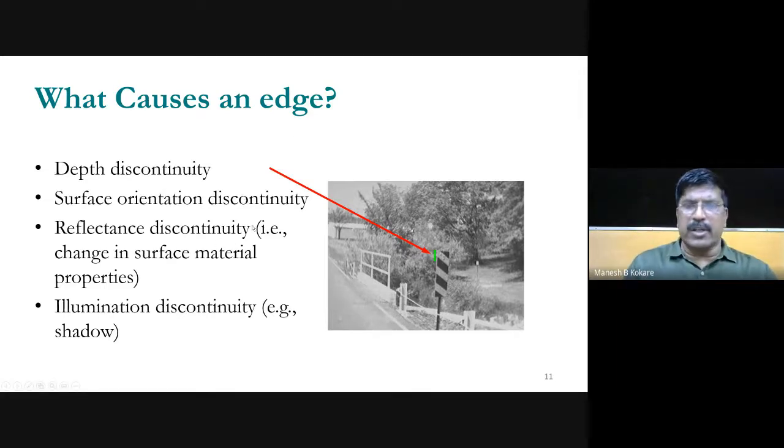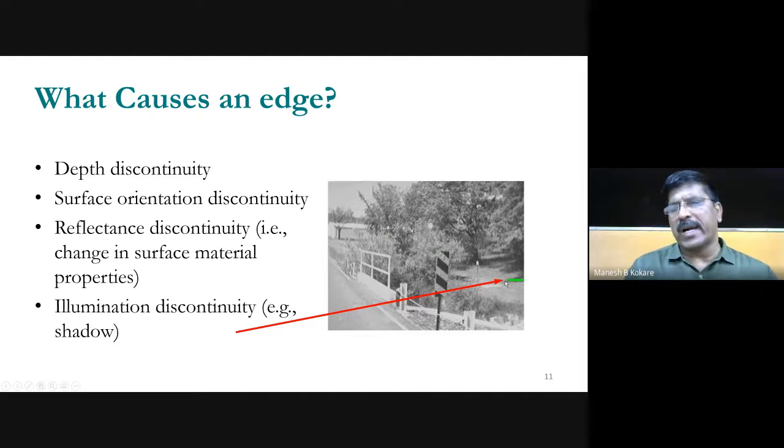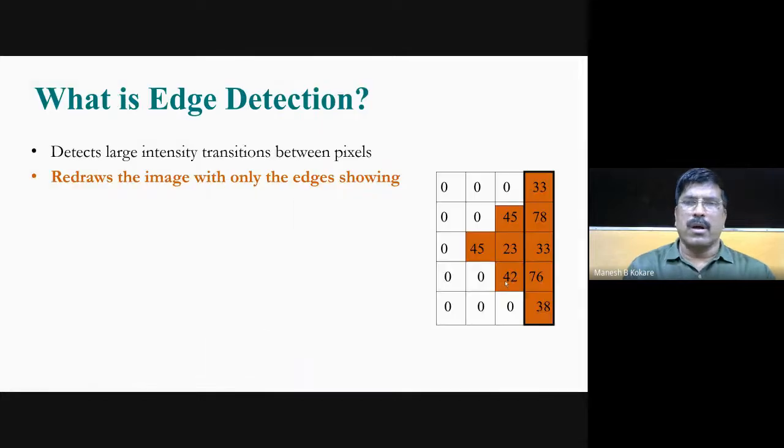So this edge can be found because of surface orientation discontinuity, or reflectance discontinuity, that is, a change in surface material properties, will also cause the edge. Or illumination discontinuity, that is nothing but the shadow. Look at this one: this is basically a tree, and there is a shadow of it, so this shadow will also form the edge. As I told you, there are 8 to 10 reasons why edges are formed in the image. Now we have to detect all those edges by using computer vision methods.